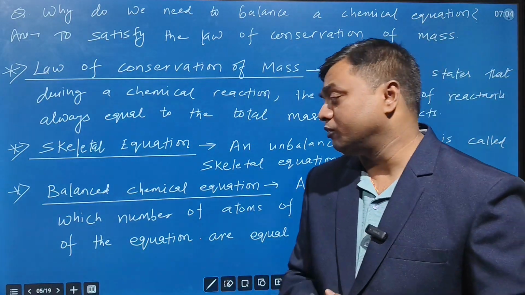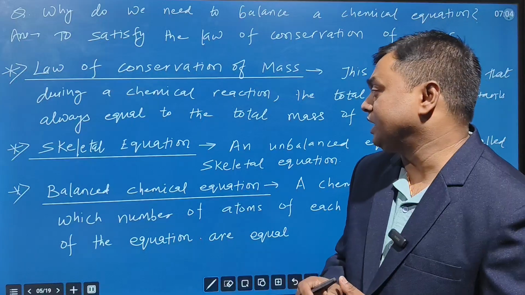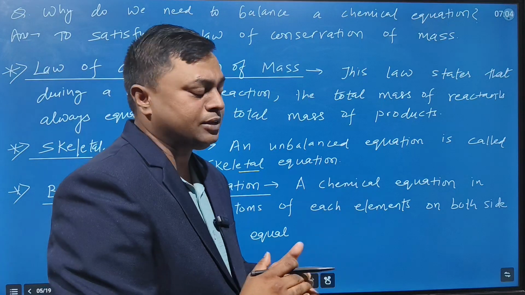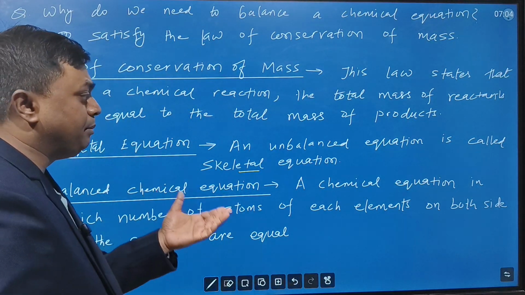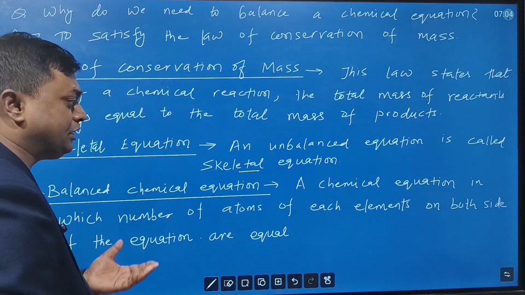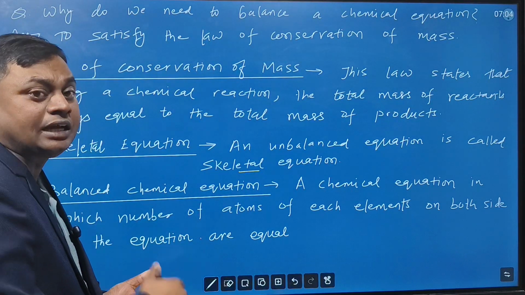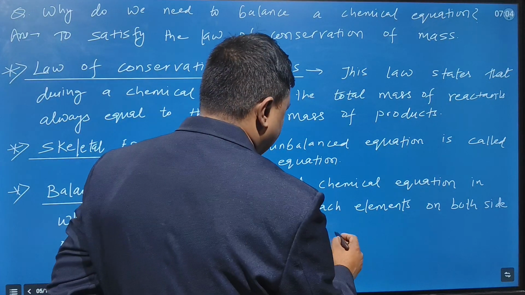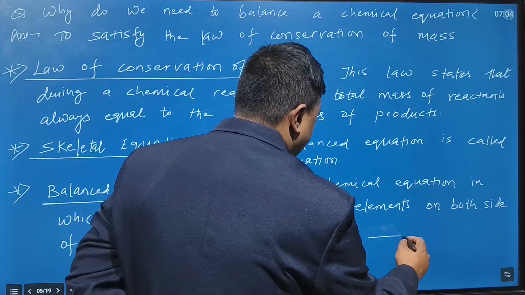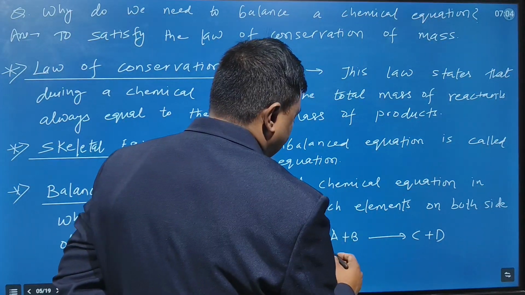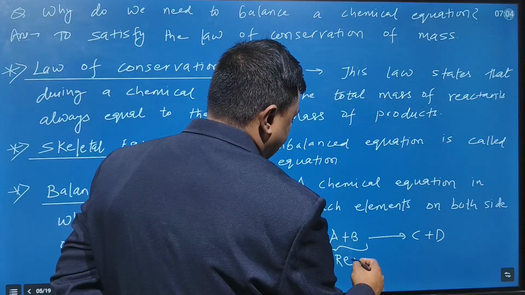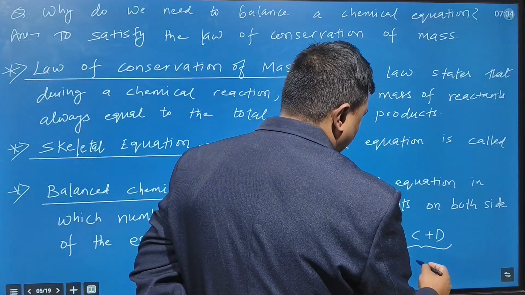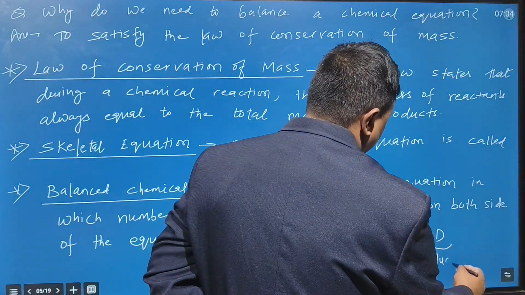Now we talk about the skeletal equation and the balanced equation. An unbalanced chemical equation is called a skeletal equation. A balanced equation is a chemical equation in which the number of atoms of each element on both sides, that is the reactant side and the product side, are equal. Generally we represent the chemical equation as A plus B gives rise to C plus D. The substances which react are called reactants, and the new substances formed during the process are called products. Is it clear?